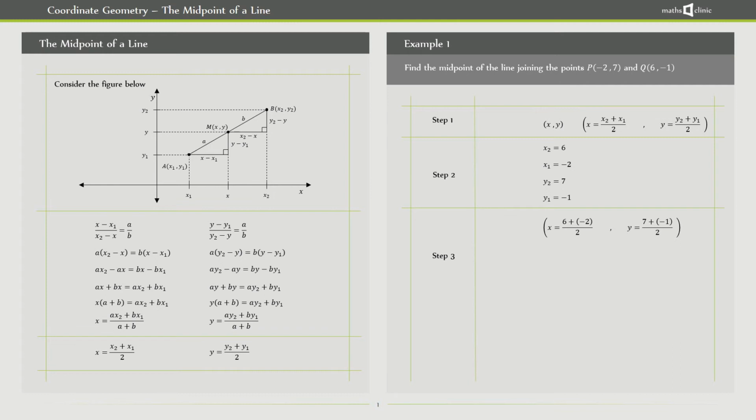Okay, and then basically we have x equals 6 plus minus 2, divided by 2, and we have y equals minus 1 plus 7 divided by 2. When we solve this out, we have 4 over 2 comma 6 over 2, which will give us a final answer 2 comma 3, and that is the midpoint of the line PQ, where we have P is minus 2 comma 7 and Q is 6 comma 1.